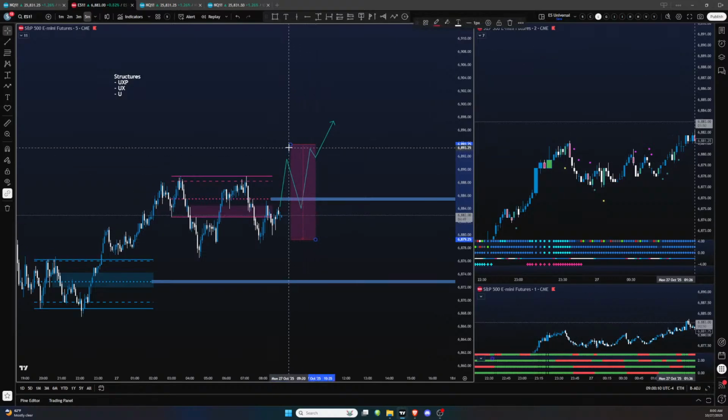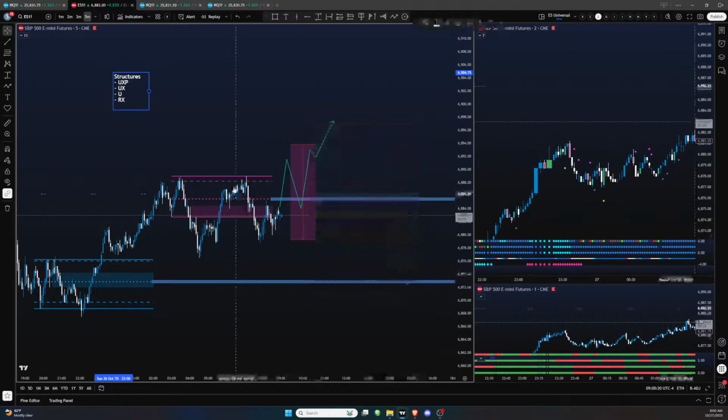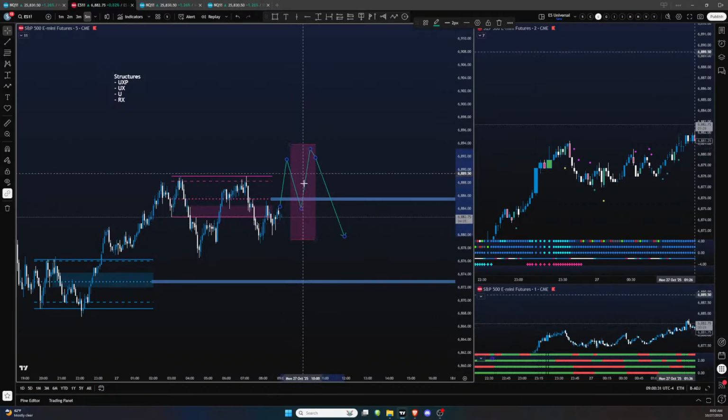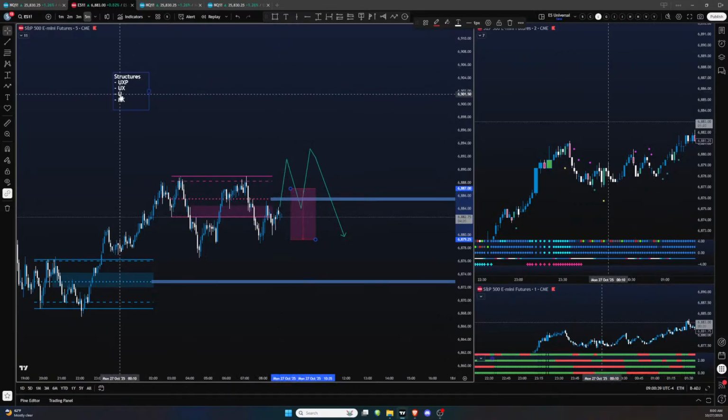This is a pattern called range expansion, because we're expanding the entire range that was formed during the ODR session. We're spanning from top all the way to bottom. In this case, we probably went all the way down here. That's called range expansion. Then we just take it the other way, the inverse. Remember, this is the opposite of what we saw here with the upside.